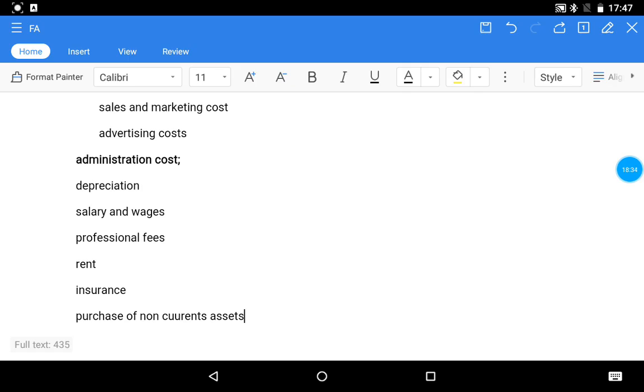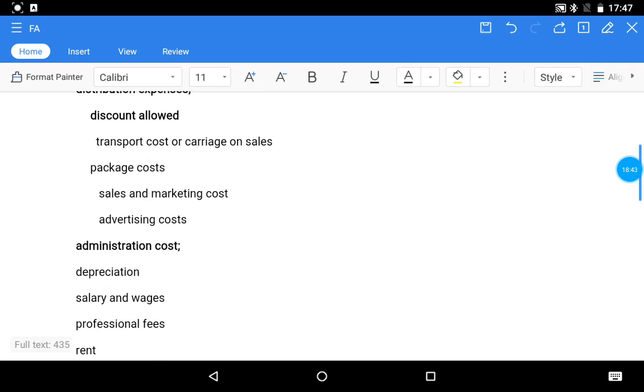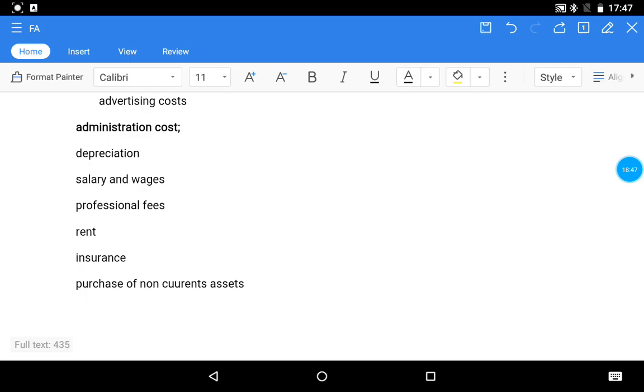So those are some of the administration costs we have, and distribution costs. Yes, there are many, but as long as you know what administration costs mean, and you know distribution costs, you can get what you want, or you can add on. There are so many, and different books and different people have different things. As long as you know the meaning of administration cost, distribution cost, and expenses, you know what I know.